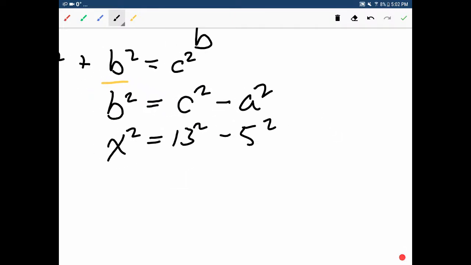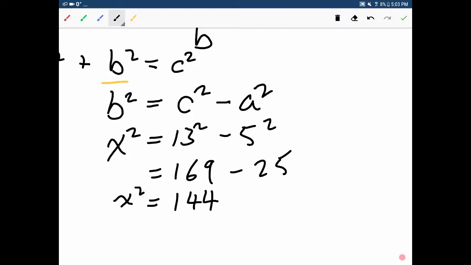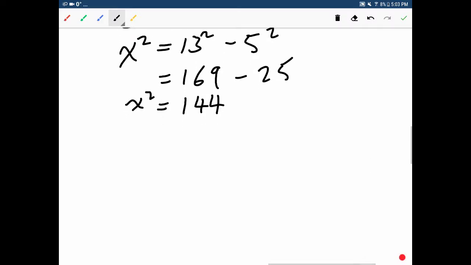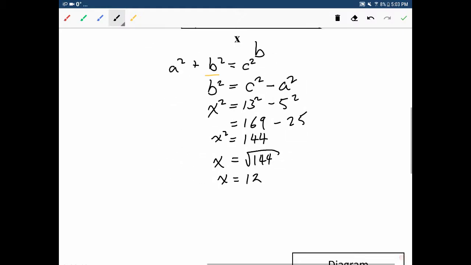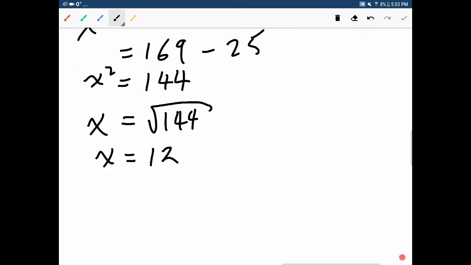All right, so now we just go through. We say 13 squared is 169, 5 squared is 25, and if we subtract 25 from 169, we will get 144. So we get that x squared is 144, which again is not what we're looking for though. We need to find x. So we're going to have to take the square root. And this one you might actually know without a calculator, that's going to be 12. Okay, and the last thing to do is check our units, and they were centimeters.